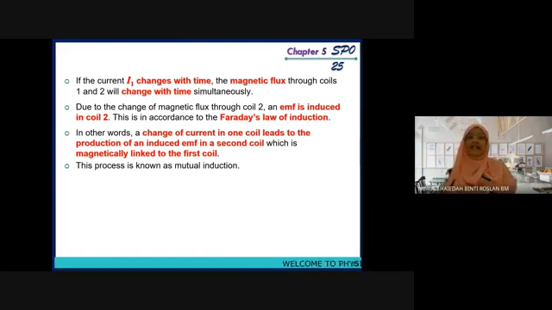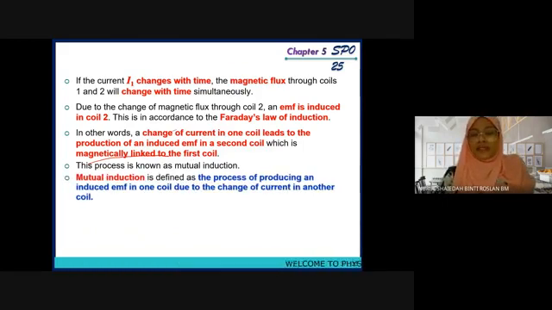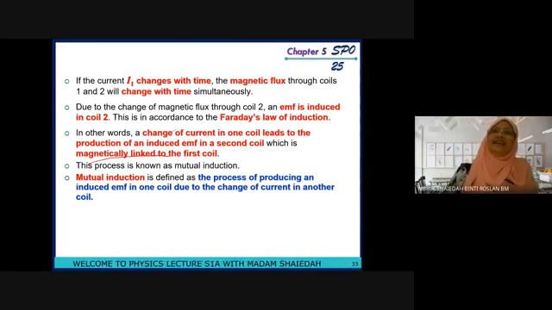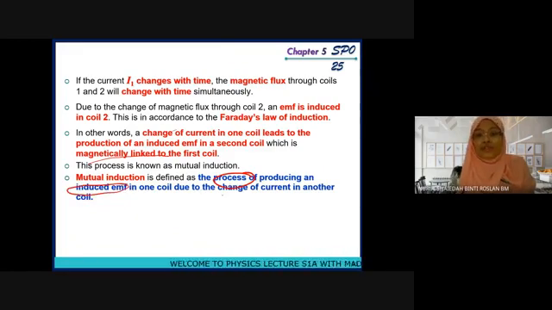Due to the change of magnetic field, so dia akan wujudnya apa? Induced EMF. So akan wujud induced EMF. In other words, the change in current in one coil leads to the production of induced EMF in the second coil. So, which is known as magnetic linkage for the first coil. So, this one we call mutual inductance. So, mutual inductance is the process of producing induced EMF in another coil due to the change of current in the first coil. So, maksudnya dia proses menghasilkan induced EMF due to the change in current in another coil.